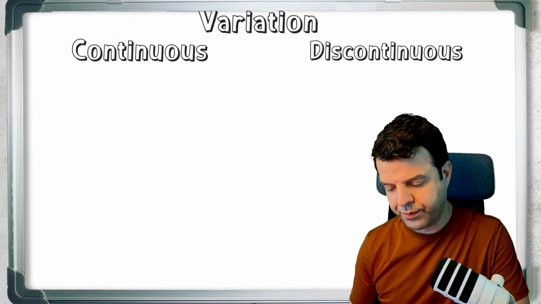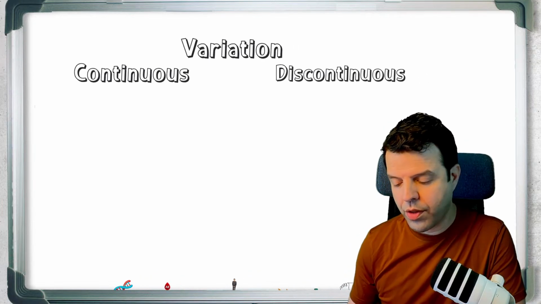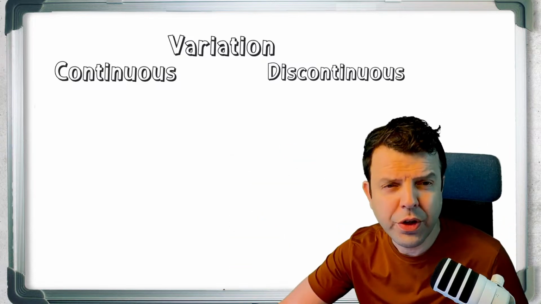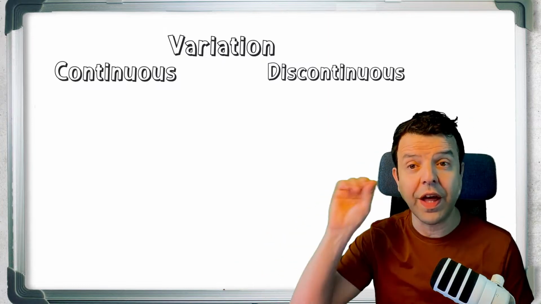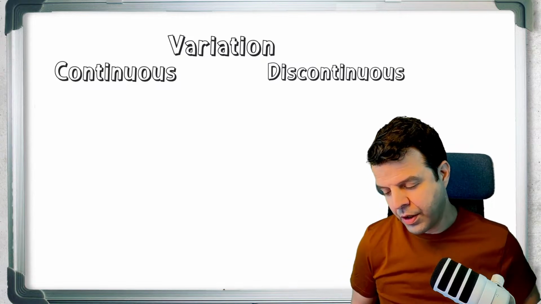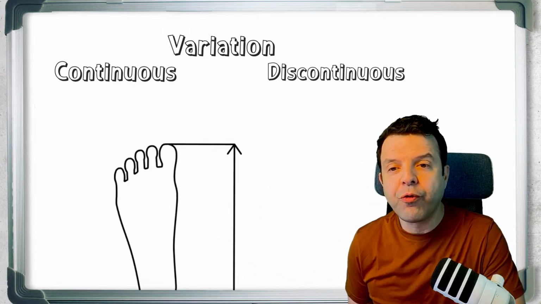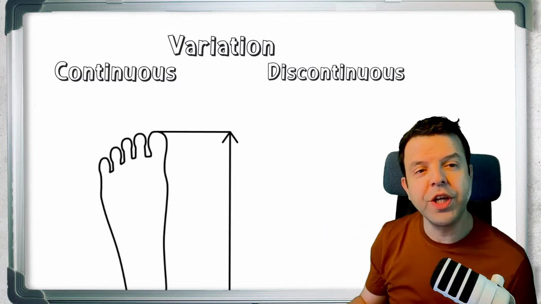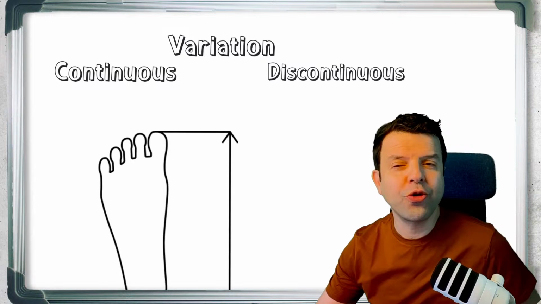So let's try this. I'm going to show you a feature, and you decide whether that feature is continuous or discontinuous. I just want you to put C or D if you think that feature shows continuous or discontinuous variation. Here you go. What do you think of foot size? Some people have very small feet, some people have larger feet. Does that feature show continuous or discontinuous variation?